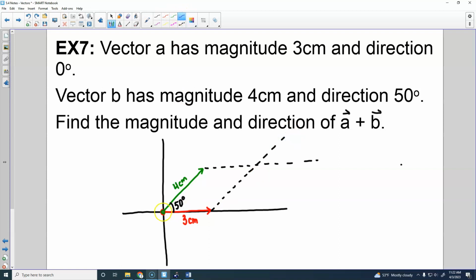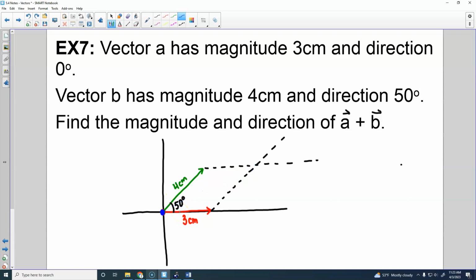And our resultant vector is going to go from here across to the other side. Now, here's the problem. I've got 2 triangles. Do I have any of the angles of those triangles? I don't, because 50 got split in half, but we don't know for sure that it's half, right? The only way we would know it was for sure half is if this was 3 centimeters and this was also 3 centimeters. Then it would be split in half. But it's not really split in half, so I don't know how much of the 50 is up here and how much of the 50 is down here.